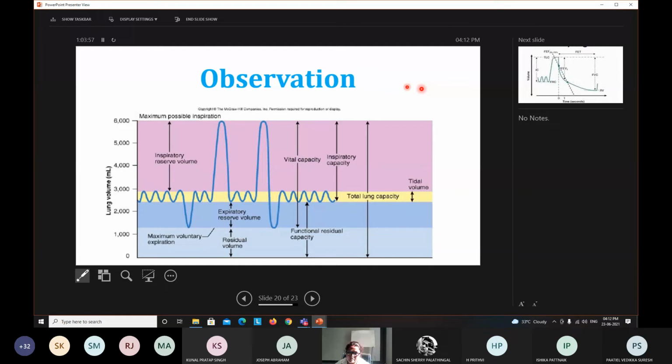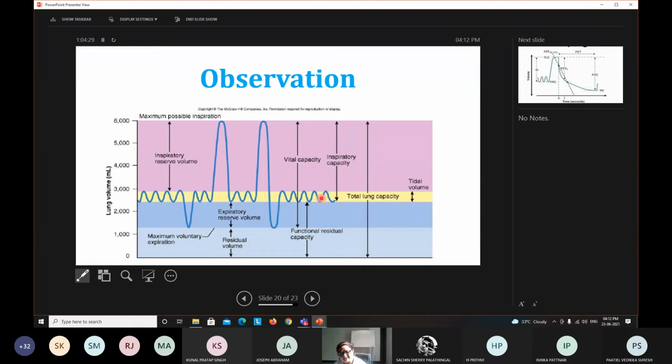Normal value, your observation: you write how much it is, and in the bracket how much is the normal value. Say for example, tidal volume is 500. Yours has come 600 or 700 or 300, whatever you get, you write your findings, and in bracket you should write the normal value for all the parameters. Is this clear? So these are the static lung functions. These will not include any time factor.